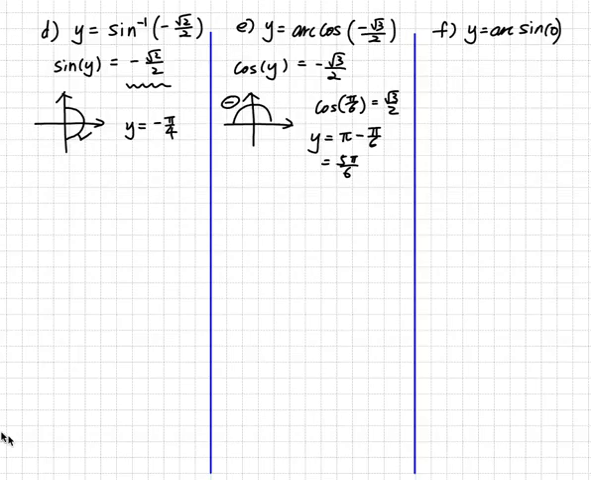Question F. Y equals arc sine 0. That is the same as sine inverse of 0, so sine y is 0. We all know that sine 0 will give us 0, but we just double check with the restriction. For the sine function, the restriction is between negative pi on 2 and pi on 2. So therefore, y equal to 0 radians will be the correct answer.